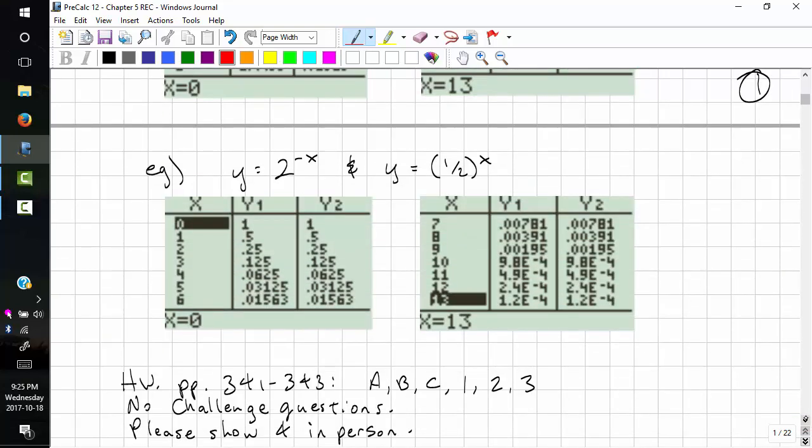Okay, let's look at 2 to the power of negative x and 1/2 to the power of x. So this is 2 to the negative x, 1/2 to the power of x. So 2 to the power of 0 is 1. 1/2 to the power of 0 is 1. 2 to the power of negative 1 is 0.5. 1/2 to the power of 1 is 0.5. And if we examine these two, all the numbers are the same.